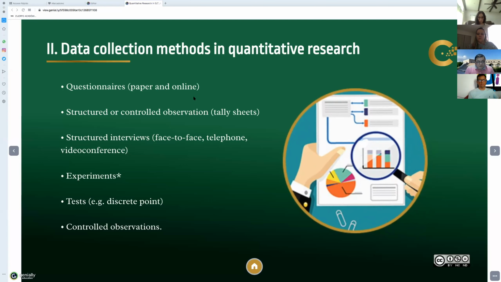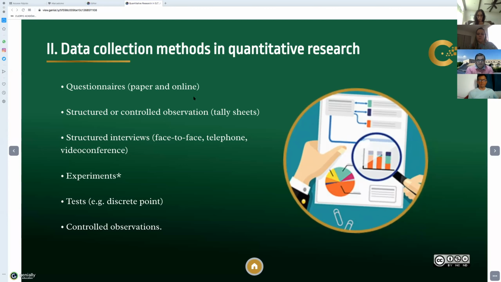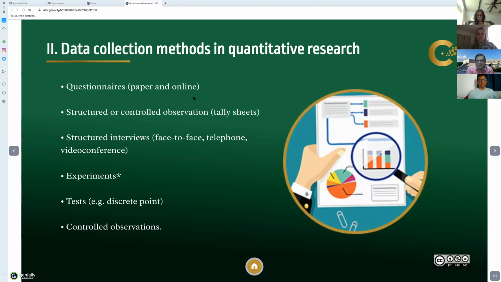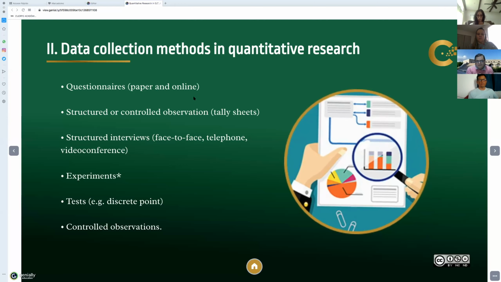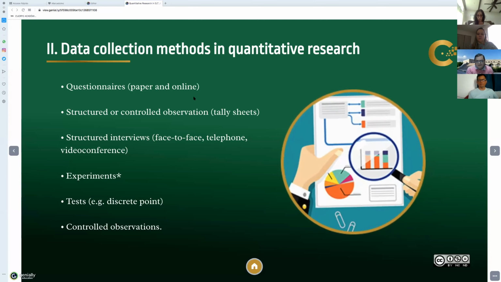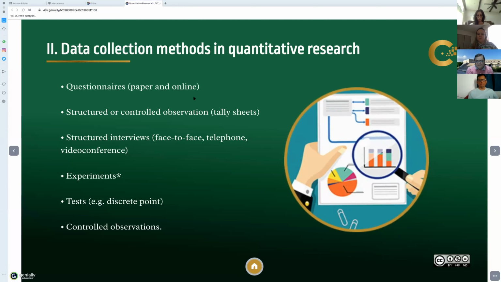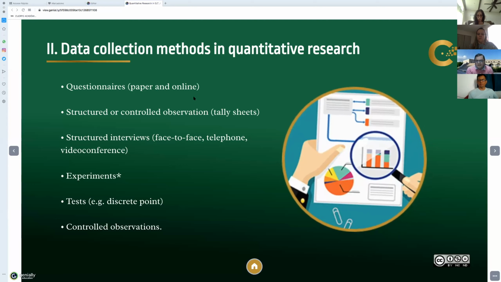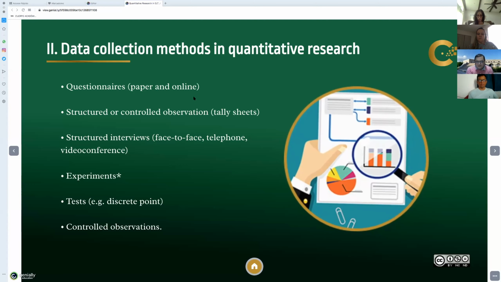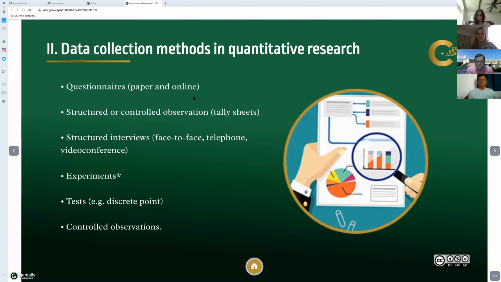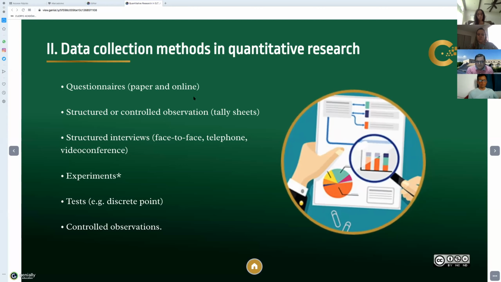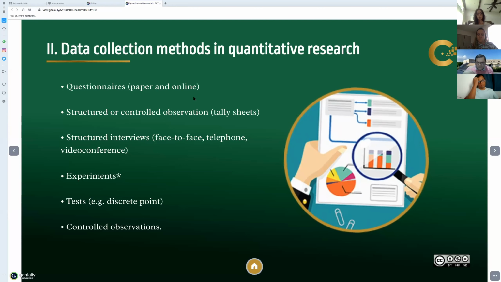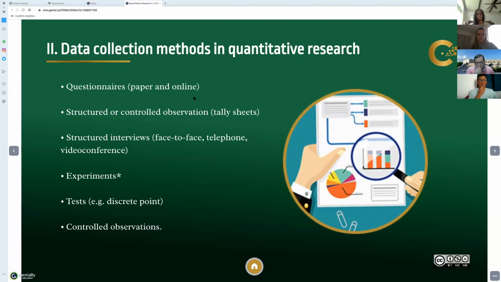We can also use structured interviews, face-to-face. That looks like a survey. Like, imagine the INEGI, the census. We don't complete the questionnaire, no. The interviewer is the one who completes the questionnaire. The interviewer just asks the questions and completes a fairly structured interview form.